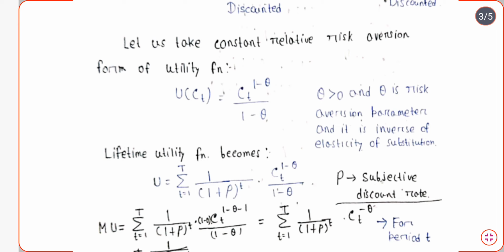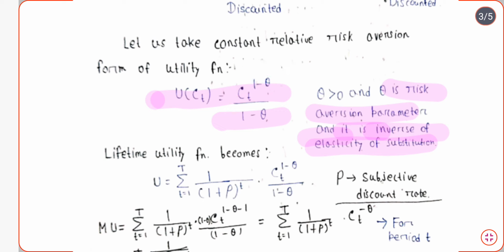Now what is the relative risk aversion form? It is u(ct) = ct^(1 - theta) divided by (1 - theta). What is theta? Theta is a risk aversion parameter, and theta is greater than 0, that means theta is positive, and theta is the inverse of the elasticity of substitution. So this specification of theta is very important.